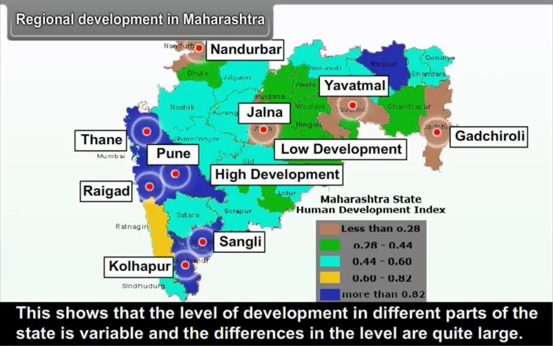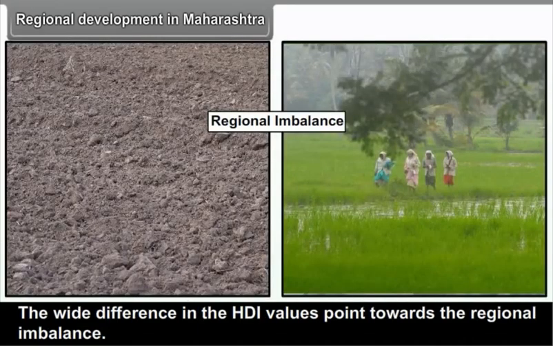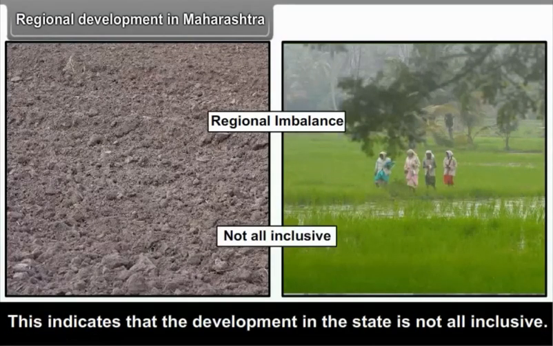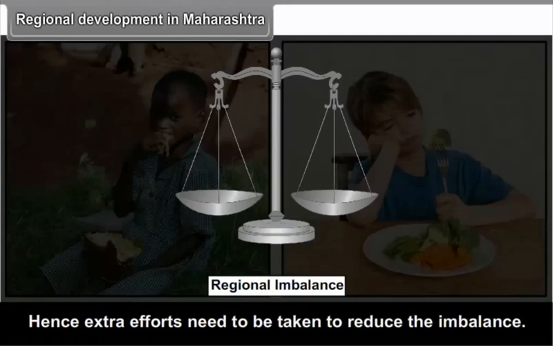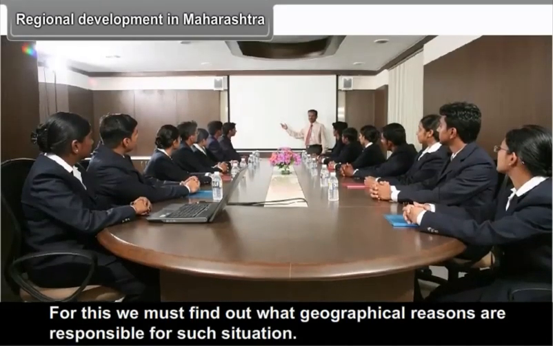This shows that the level of development in different parts of the state is variable and the differences in the level are quite large. The wide difference in the HDI values points towards the regional imbalance. This indicates that the development in the state is not all-inclusive. Regional imbalance has serious and far-reaching effects on the social conditions. Hence, extra efforts need to be taken to reduce the imbalance.